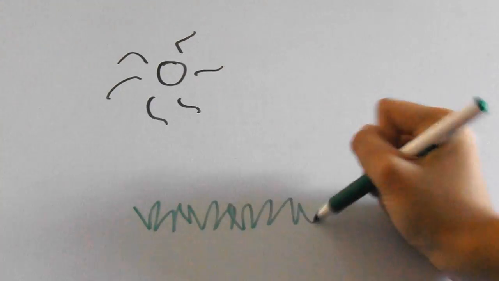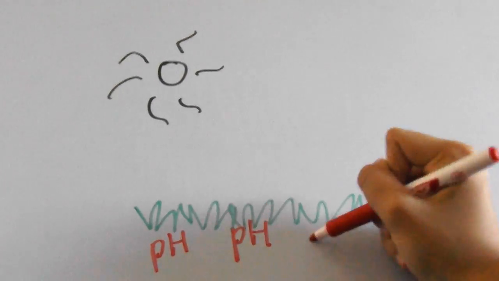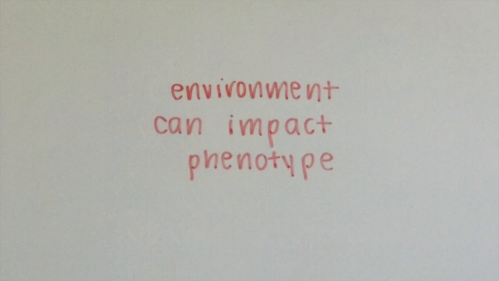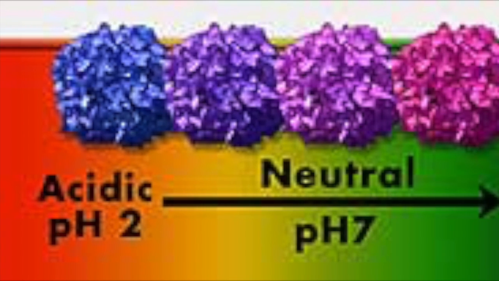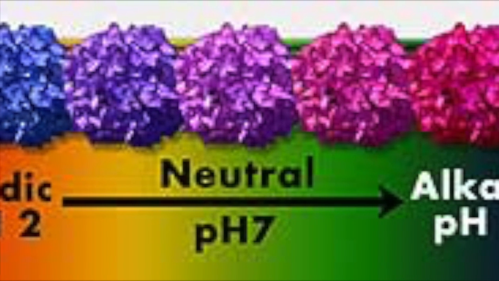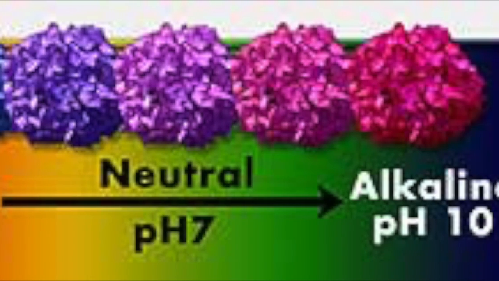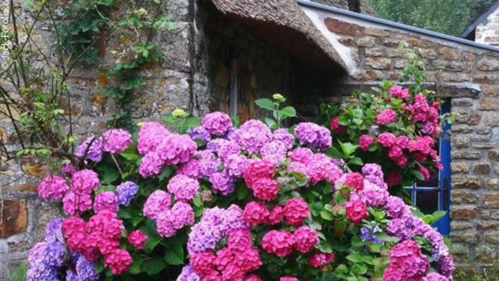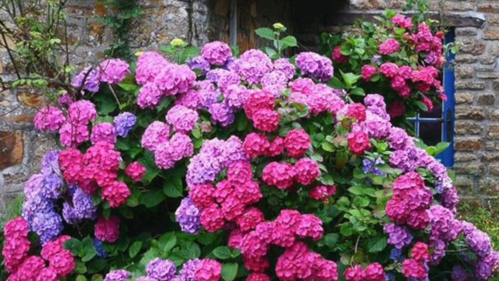Last up is the influence that the environment has on genes. This is just saying that sometimes, what's in the environment surrounding an organism will impact the phenotype of the organism. For example, the pH of the soil influences the color of hydrangea flowers. That means color in hydrangeas isn't necessarily genetic, it relies on the pH value of the soil.